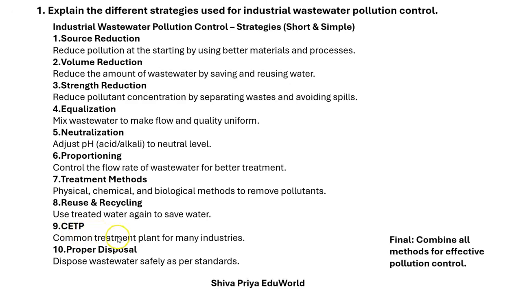CETP, which means common effluent treatment plant for many industries. We have to use the common treatment plant for many industries so that we can easily control that wastewater pollution. This is also one more strategy. And the next one is proper disposal. Dispose the wastewater safely as per standards. You have to dispose the wastewater as per the rules, as per the standards. And the final one is to combine all these methods together for effective pollution control. Clear? These are all the strategies we use to control the wastewater pollution.